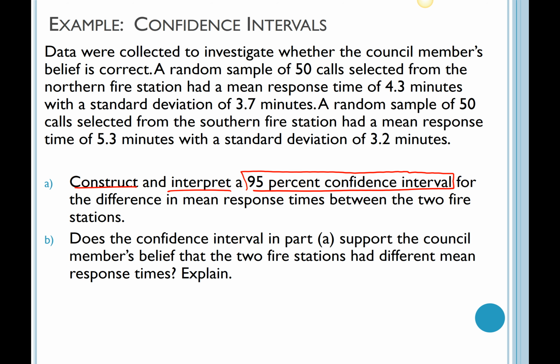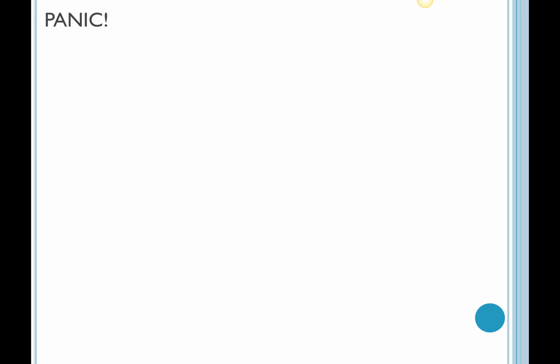Construct and interpret means that we are going to do a PANIC procedure for the difference in the mean response times between the two fire stations. And then we have a follow-up question that we will tackle afterwards: does our interval in part A support the council member's belief that the two fire stations had different mean response times? And we're going to talk about how to go through that.